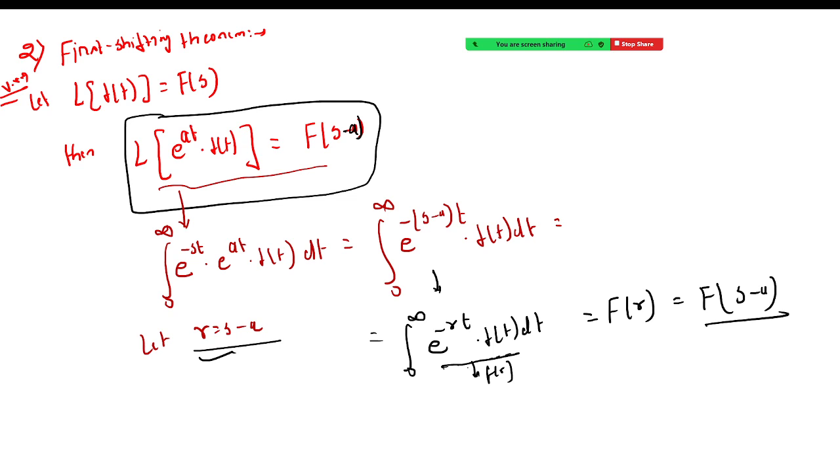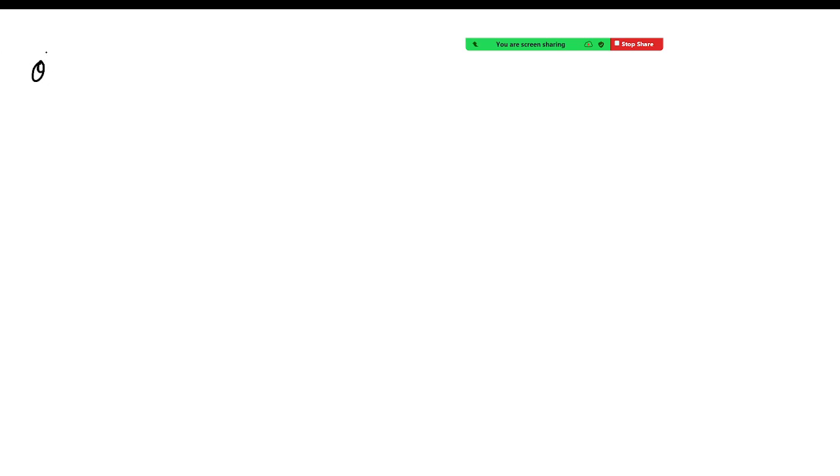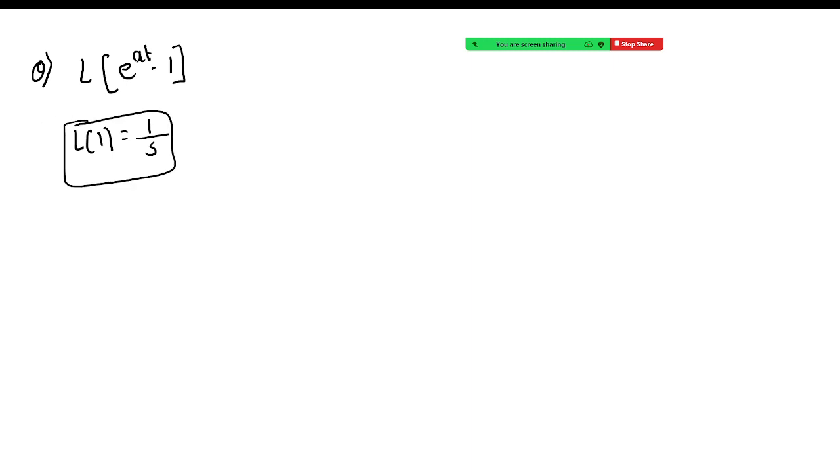It's a very simple proof, only elementary mathematics is involved over here. But let's try to solve one problem over here, right? Laplace transform of, let's say, e to the power at into 1, right? So I just told you Laplace transform of 1 is equal to 1 upon s, right? Now, here if it is e to the power at, I told you Laplace transformation of e to the power at into 1 should be 1 upon s minus a, right? 1 upon s minus a.